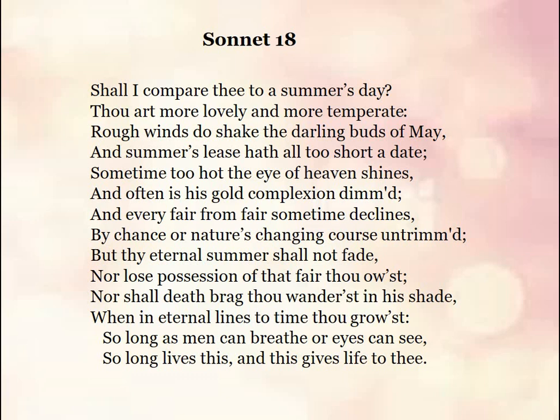But your beauty is not like that. He argues that whatever beautiful thing it may be, whomever is very beautiful, their beauty will decline. It will fade. By chance, by time or by nature, the beauty will fade away. But thy eternal summer shall not fade. But my dear beloved, my dear young man, your beauty is an eternal summer.